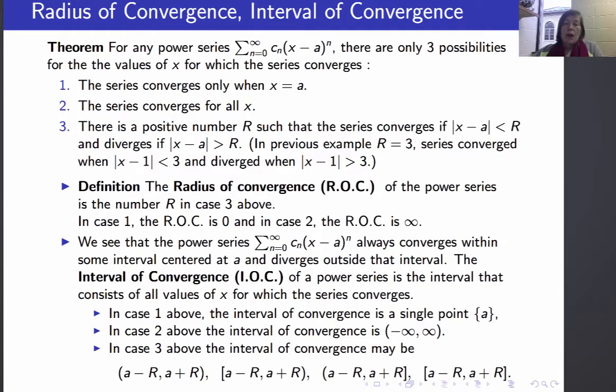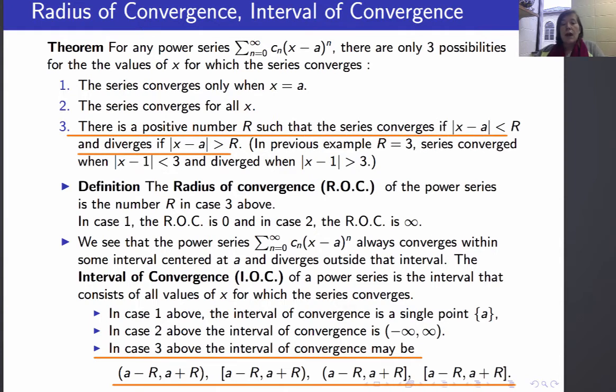We see that our power series always converges within some interval centered at a and diverges outside that interval. And the interval of convergence is the interval for which the series converges, the values of x where the series converges. So in case 1 above, the interval of convergence has a single point a because the series converges only when x equals a. And in case 2, the interval of convergence includes all x values from minus infinity to infinity. And in case 3, one of 4 things could happen.